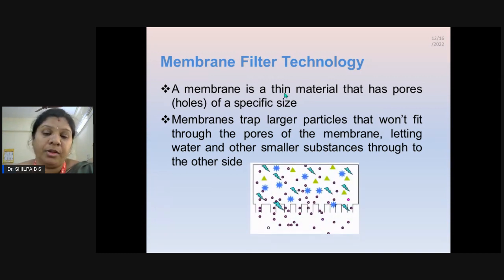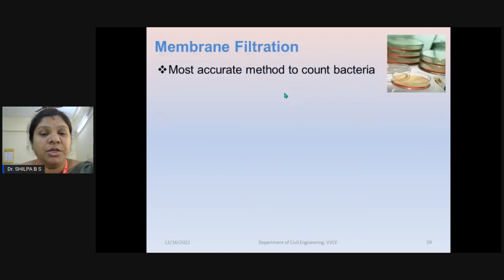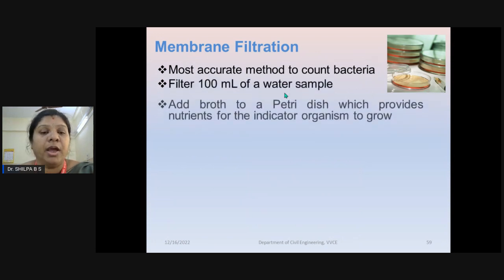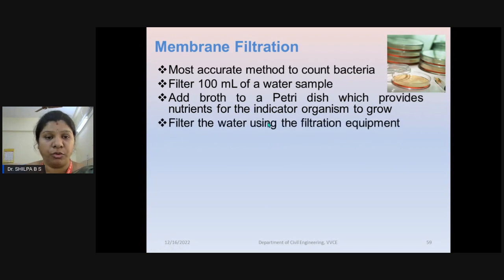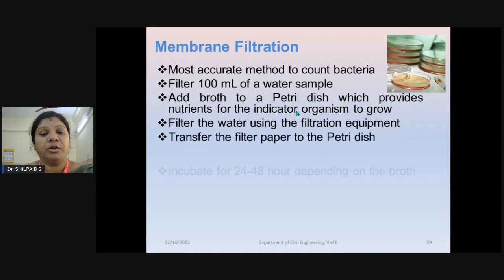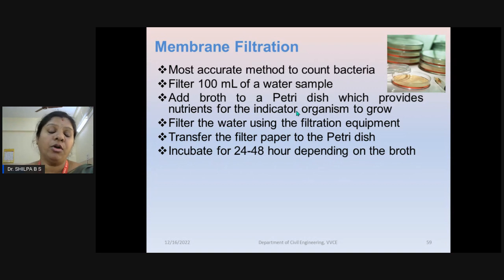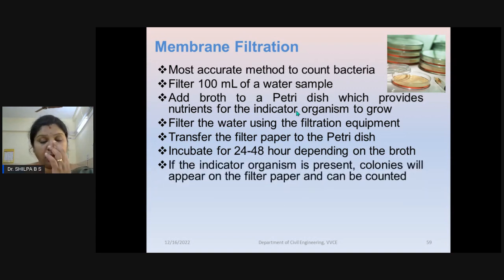This is the schematic sketch of how the membrane filtration works. It is the most accurate method to count the bacteria. Here we filter 100 ml of the water sample using a filter paper, and we add the broth to a petri dish, which provides the nutrients for the growth of the microorganisms we want to detect. Then we filter the water using the filtration equipment, transfer the filter paper to the petri dish, and incubate for 24 to 48 hours depending on the nature of the broth. If the indicator organism is present, colonies will appear over the filter paper and can be counted.